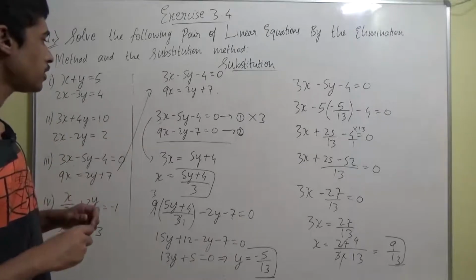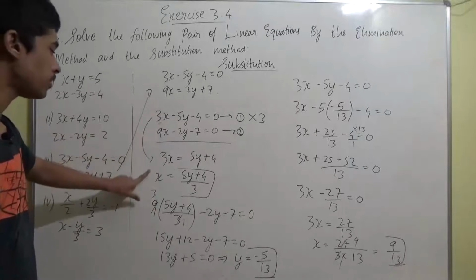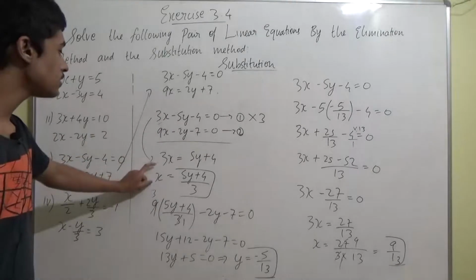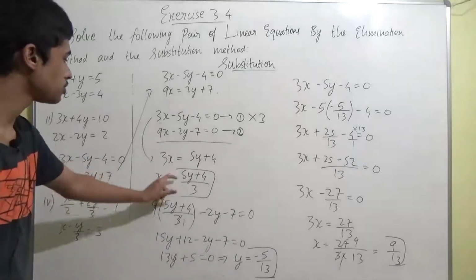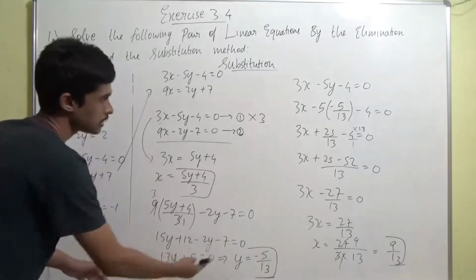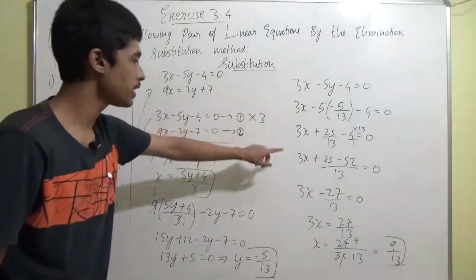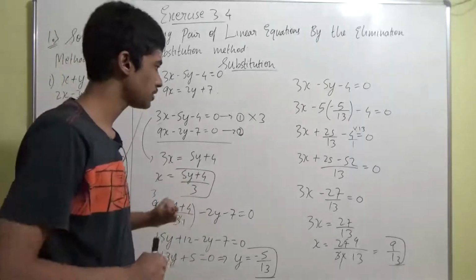So what did we do? We first wrote the value of x in terms of y from equation 1, correct? And then this value is substituted in equation 2, correct? In place of x we substituted this whole value in equation 2. Then we did all the steps and simplified it to get the value of y. Here only we got the value of y after simplification.